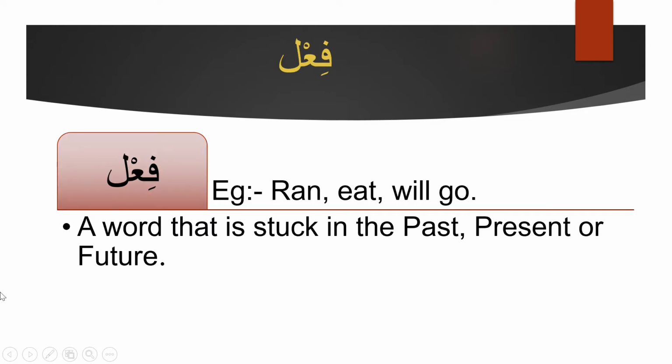Now it's fa'l. What is fa'l? Fa'l is a word that is stuck in the past, present, or future. Fa'l is a word that has tense. Now, when I say tense, many of you will think of verb. Yes, fa'l can be a verb, but fa'l is much more than a verb.